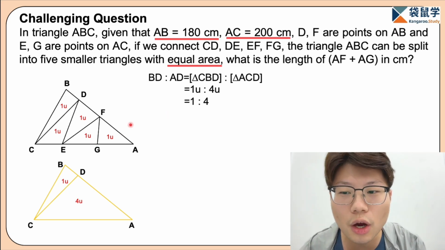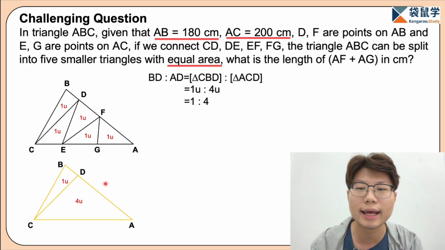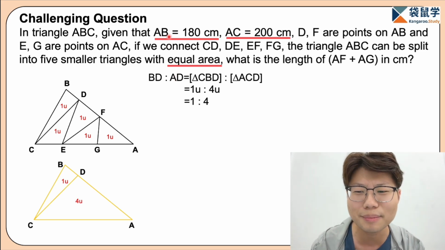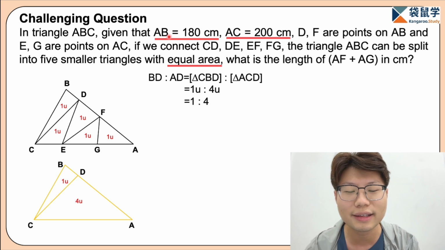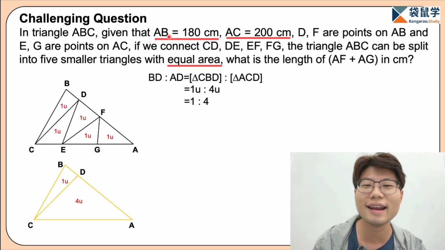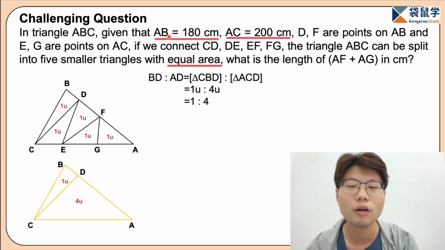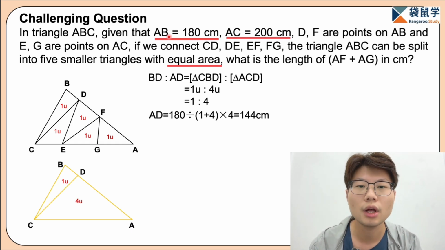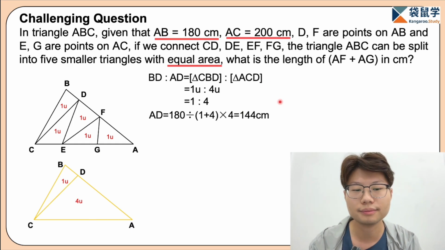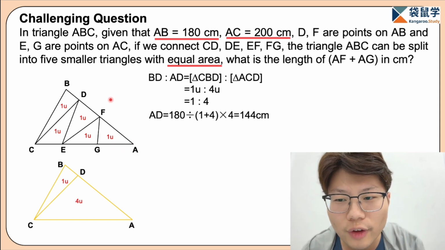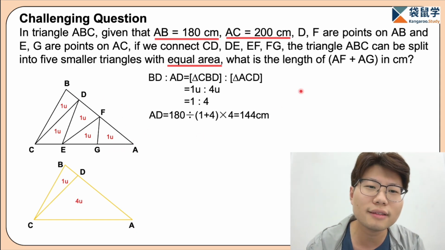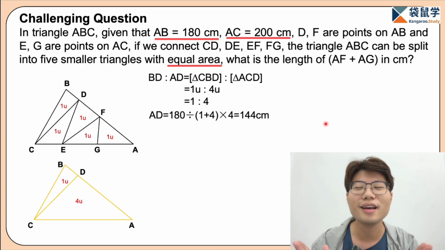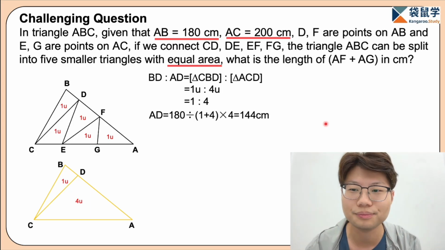So we already know the ratio of BD to AD, and we know that AB's total length is 180 cm. Can we find the length of AD now? It's 180 divided by 1 plus 4 and times 4. So it's 144 centimeters. We already know the length of AD, but we need to find the length of AF. What do we need to do next? Oh, we need to find the equal height model again.